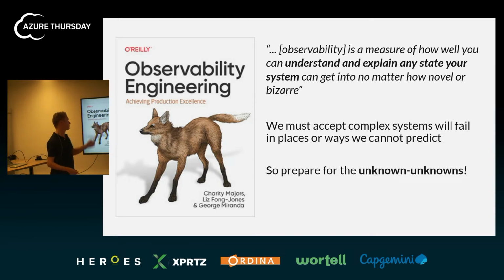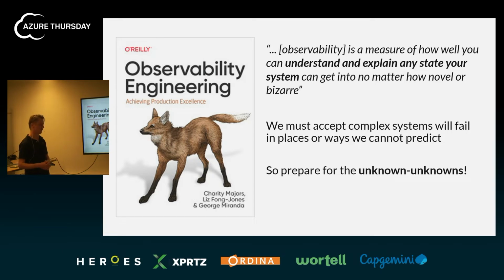They explained observability as follows. It's a measure of how well we can understand and explain any state of the system, no matter how novel or bizarre. And it basically comes down to a change of mindset. Instead of trying to monitor everything, keeping everything in check, we must accept that our systems will fail, and we don't know where or when.